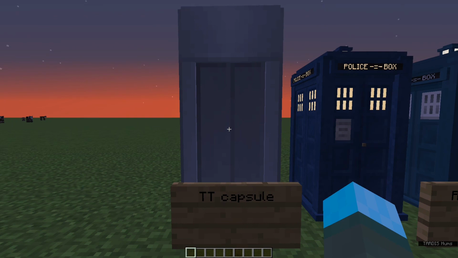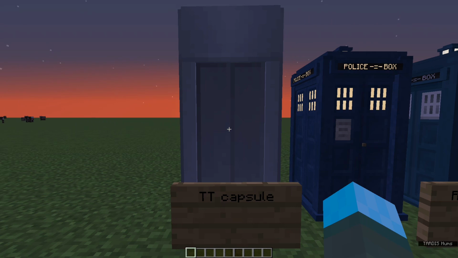Okay, we start our journey off at the TT Capsule. The TT Capsule is the first name given to the TARDIS. The name TARDIS comes from an acronym called Time and Relative Dimension in Space. TT Capsule comes from Time Travel Capsule, because the TARDIS is a time machine, if you did not know.